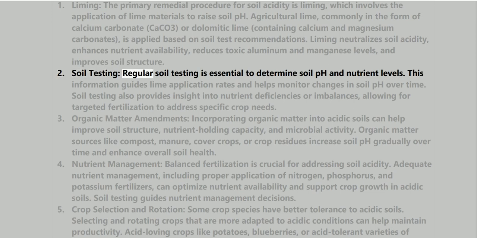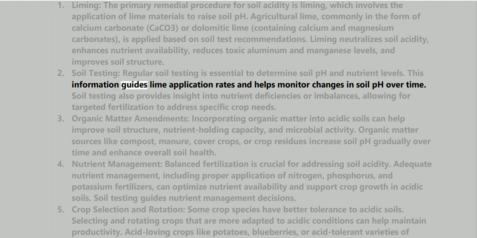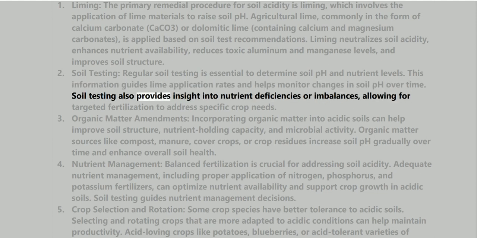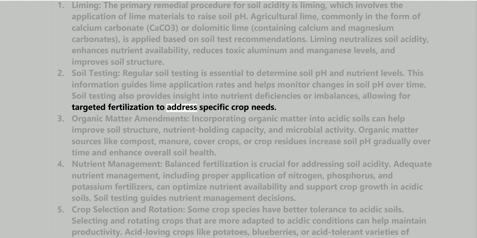2. Soil testing. Regular soil testing is essential to determine soil pH and nutrient levels. This information guides lime application rates and helps monitor changes in soil pH over time. Soil testing also provides insight into nutrient deficiencies or imbalances, allowing for targeted fertilization to address specific crop needs.